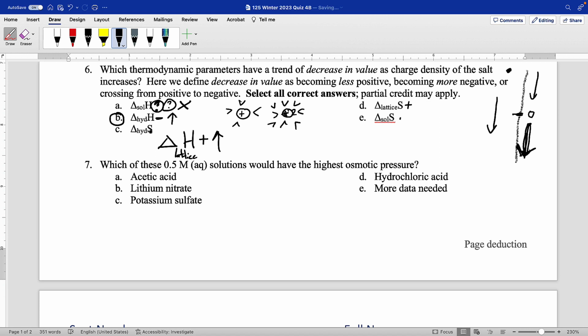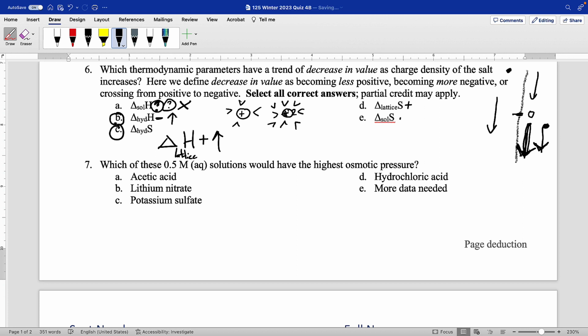What about the hydration entropy? Well, remember, when you take ions in a salt and you plunge them from the gas phase into water, which is what hydration is, you're going to lose entropy in the ions, but you're also going to lose entropy in the water, right? The water becomes oriented. And that orientation effect gets stronger, it gets bigger as we go to higher charge densities. So delta S of hydration is always a negative number, and it's going to get even more negative if we increase charge density. So we define that as a decrease in value, so we've got to circle this one.